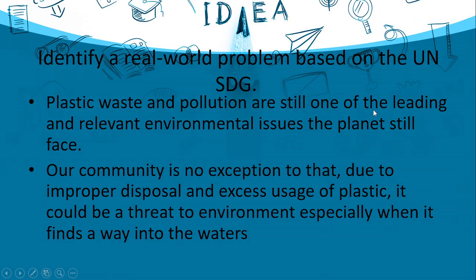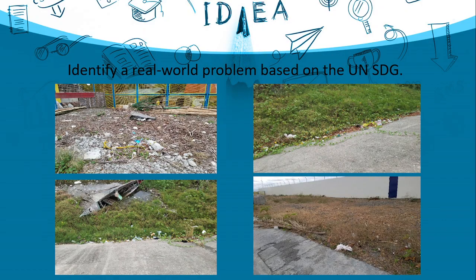First, we were tasked to identify a real-world problem based on the UN Sustainable Development Goals. I selected plastic waste and pollution. Plastic waste and pollution are still one of the leading and relevant environmental issues the planet still faces. Our community is no exception to that. Due to improper disposal and excess usage of plastic, it could be a threat to the environment, especially when it finds a way into the waters and will affect marine life. So basically, this is the problem here.